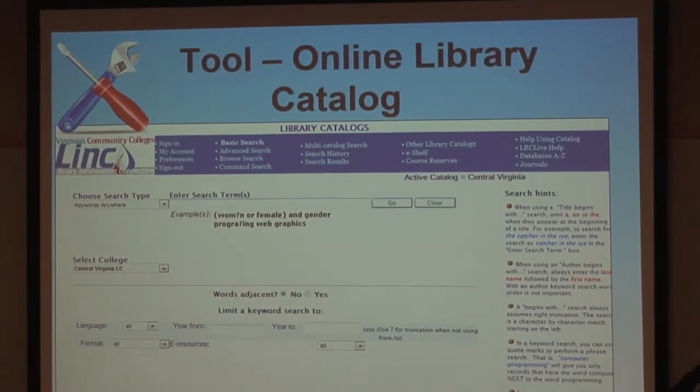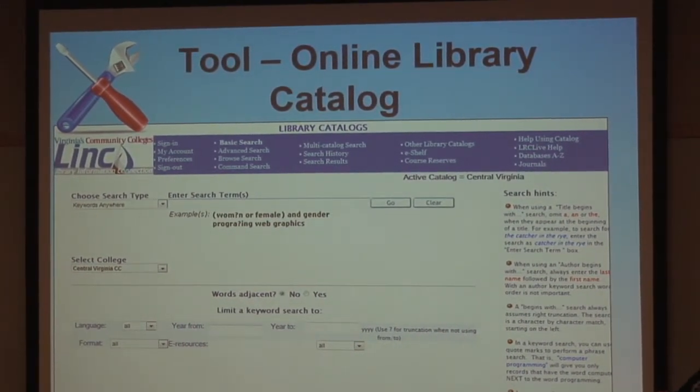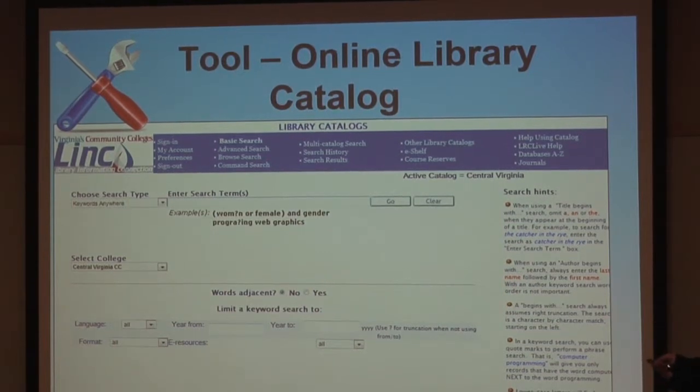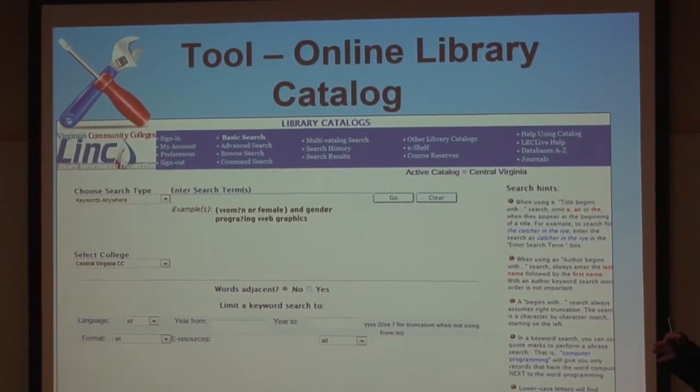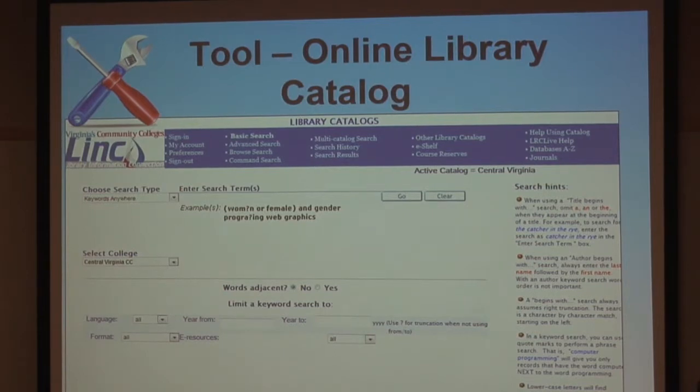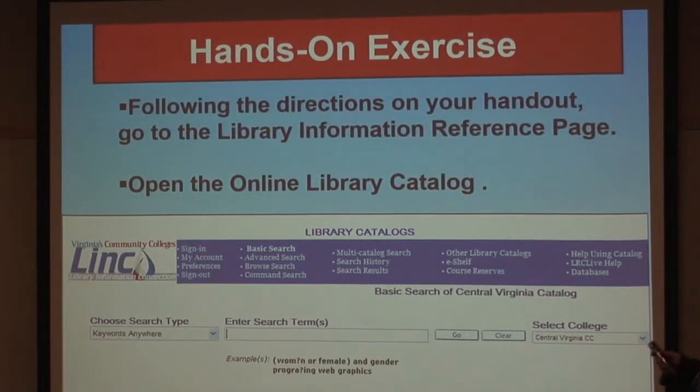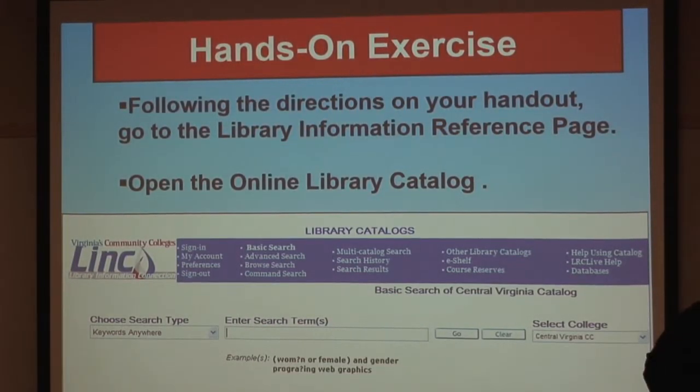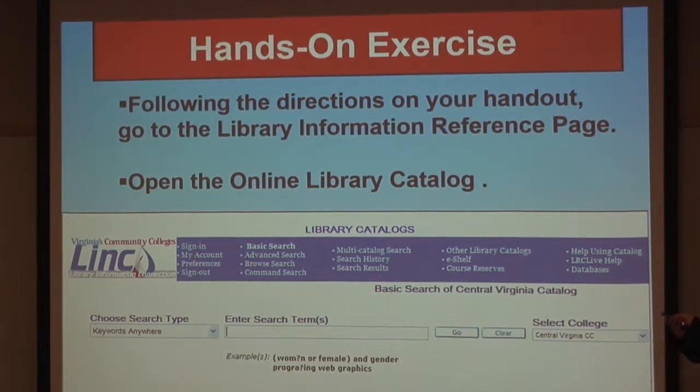Our online library catalog, here's a screenshot of it. It's a searchable database of materials that we have here in our library. And so, following the directions on your handout, this is going to be your orange handout, I'm going to demonstrate how we get to our online library catalog. We get it through our information reference page.